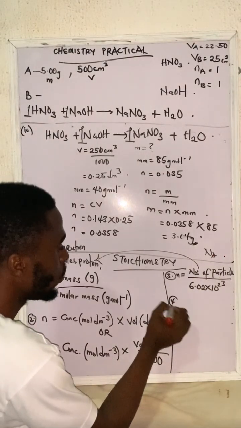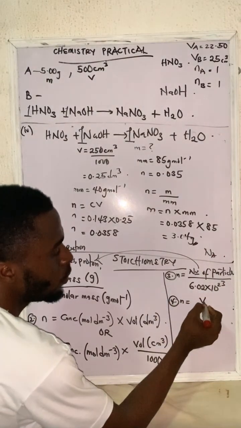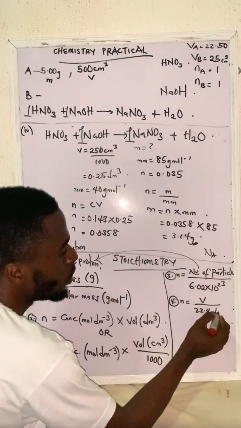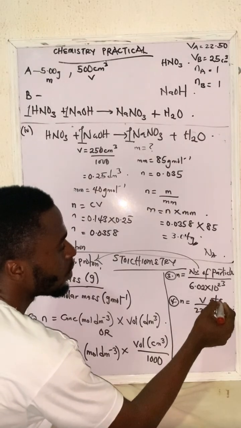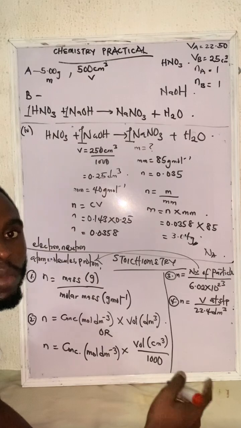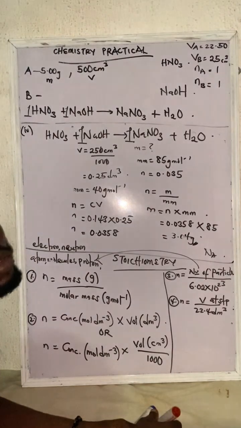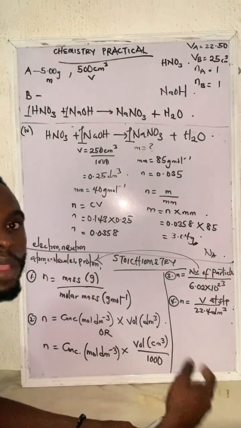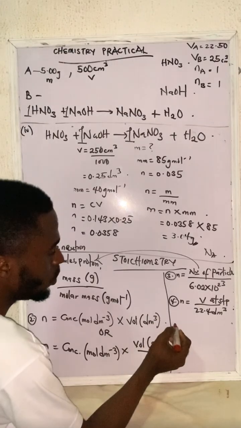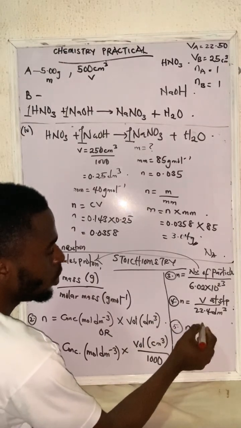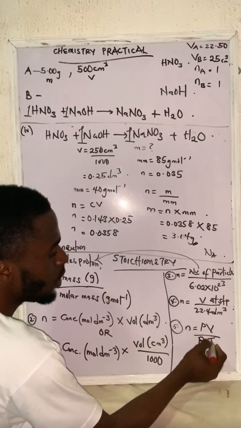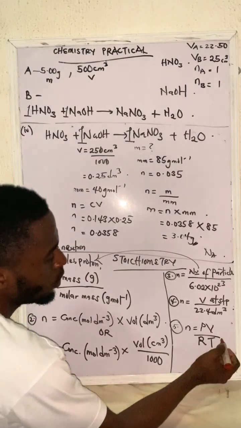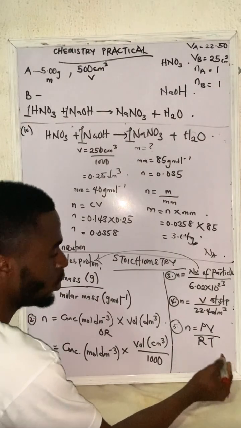For the fourth one, you can say mole is equal to volume over 22.4 dm cube. This is the volume at STP. If they give you a certain volume at STP, they tell you, calculate the volume of this at STP. STP is standard temperature and pressure. So this is the formula for mole. Number 5, you now have mole equals pressure times volume over R times temperature. This temperature is in Kelvin. So you should take note of all these formulas.